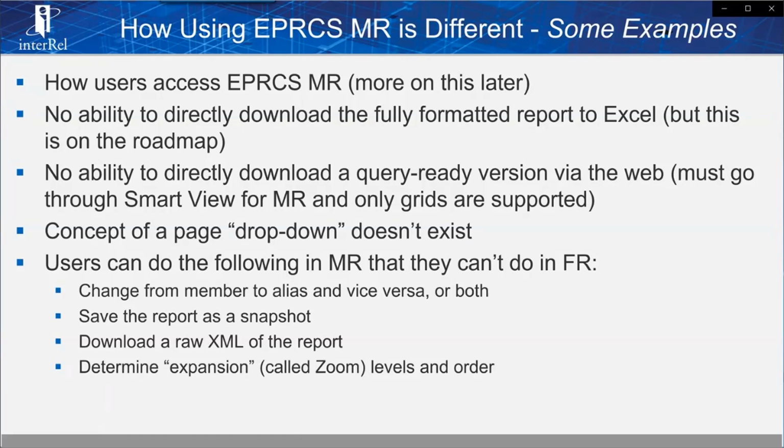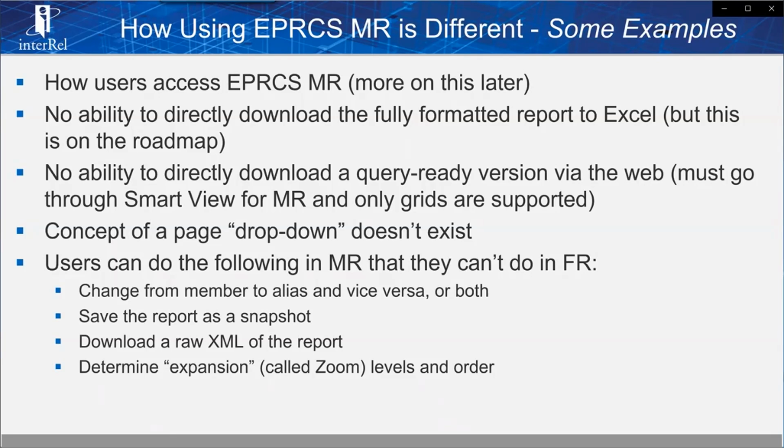And then here's some other things. This is on the flip side. Things that users can do in MR that they actually can't do in FR. So because MR is built on a forward-looking architecture and platform, that means that Oracle can iterate and create new features very quickly. So here are some things on the flip side that exist in MR that users can't do in FR. So in MR, end users can change from a member name to an alias, vice versa in both. They can just set that for the report that they happen to be looking at.